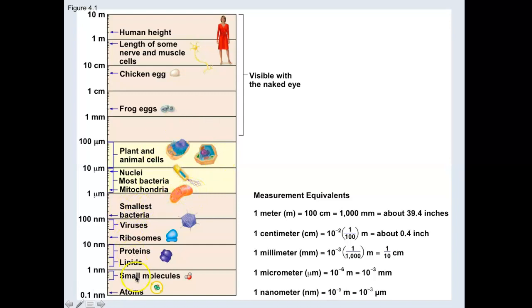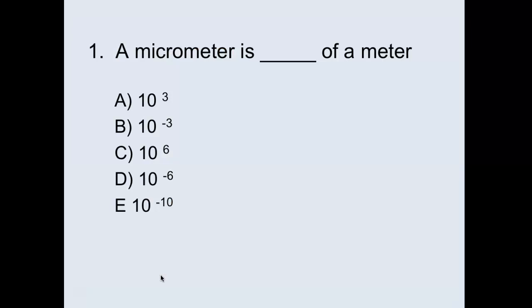But anything smaller, so in here, atoms, small molecules, lipids, proteins, ribosomes, those are too small to resolve with a light microscope. But there's pictures out there. There's pictures of viruses, there's pictures of lipids, there's pictures of small molecules. So where do we get those? So that is number 2, the electron microscope.